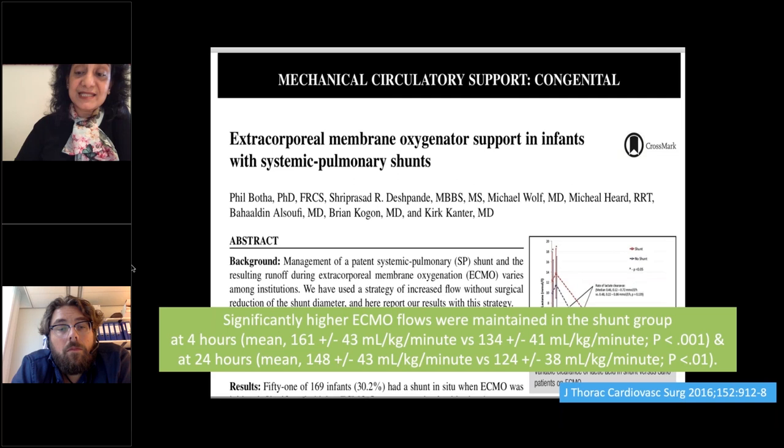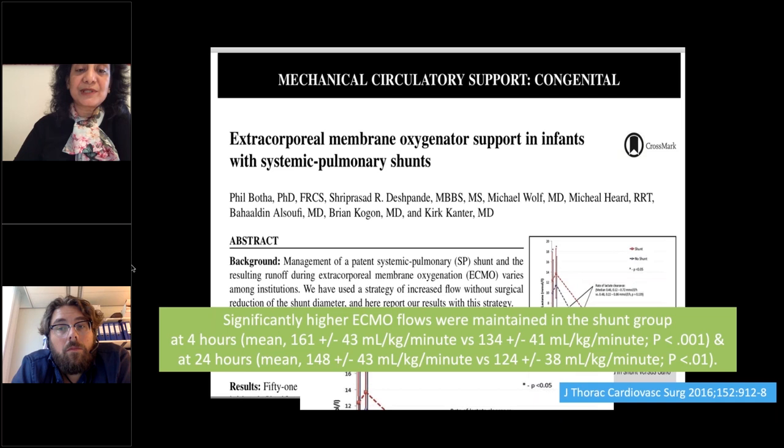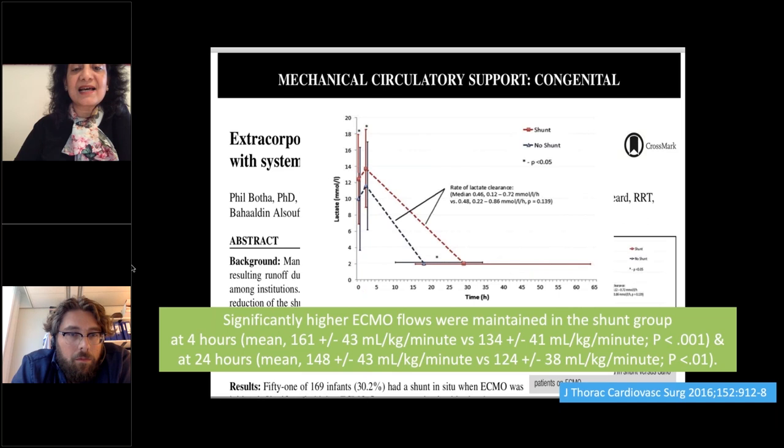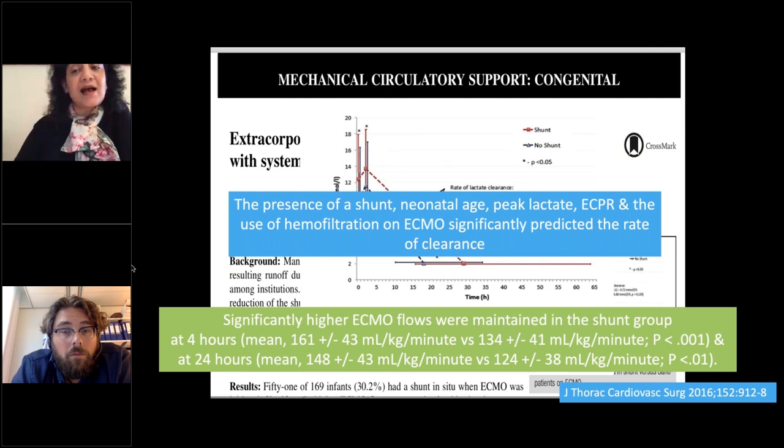and you can see here this was significant. They had two groups of patients in their study population, the ones with shunt and ones with the RV to PA conduit, and you can see that there was delayed lactate clearance in the shunt group, and this was significant. The presence of a shunt, neonatal age, peak lactate, ECPR, and the use of hemofiltration and ECMO significantly predicted the rate of clearance in this group.